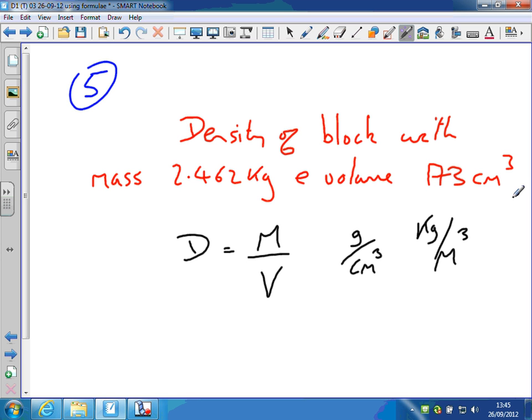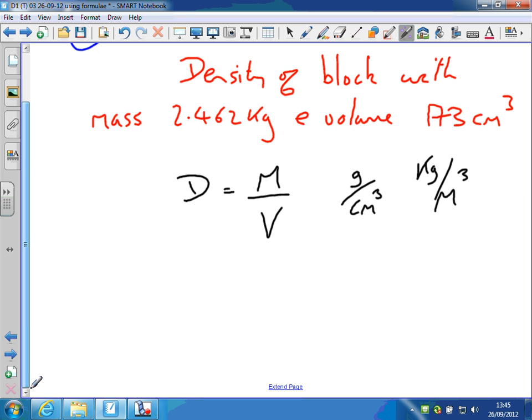No, they're not. So I've either got to convert cubic centimetres to cubic metres, which is not straightforward because there aren't 100 cubic centimetres in a cubic metre. So 100 times 100 times 100, which is 1,000,000. Or I convert kilograms to grams, and there's 1,000 grams in a kilogram.